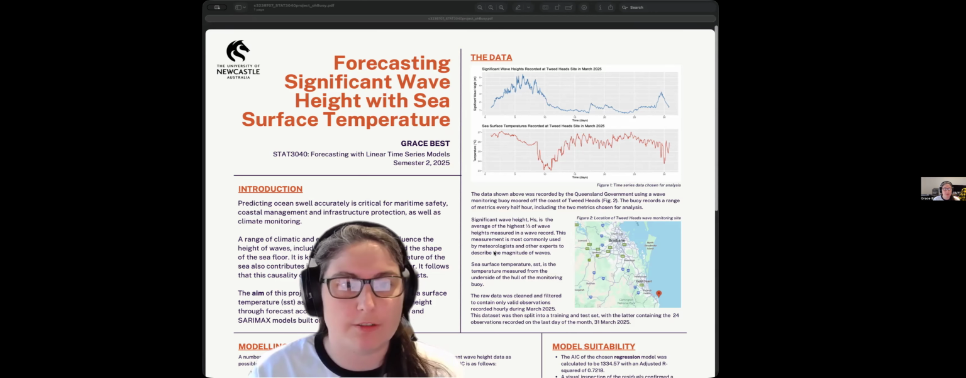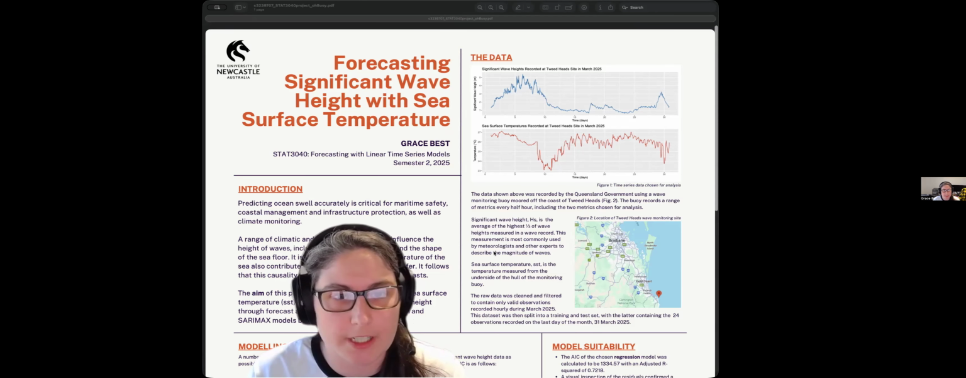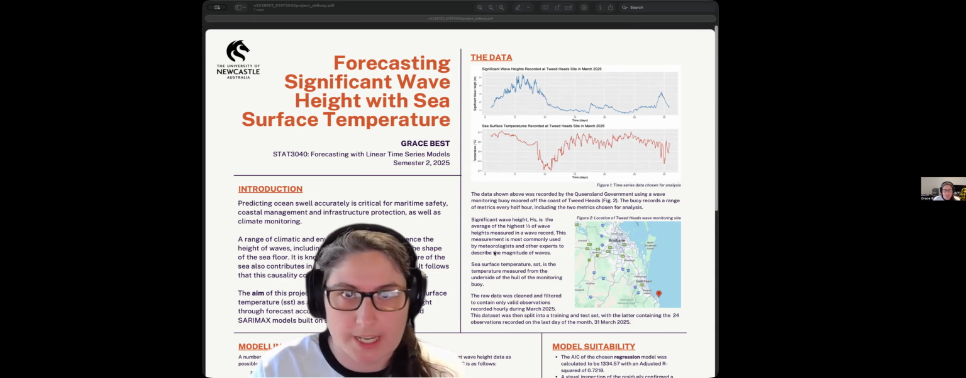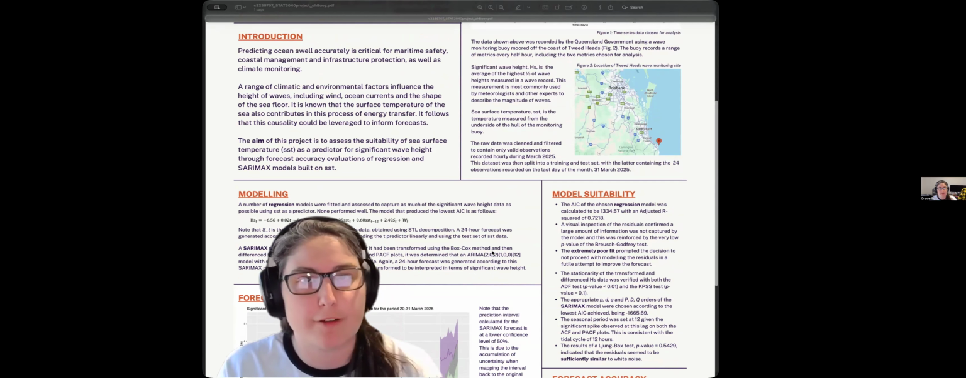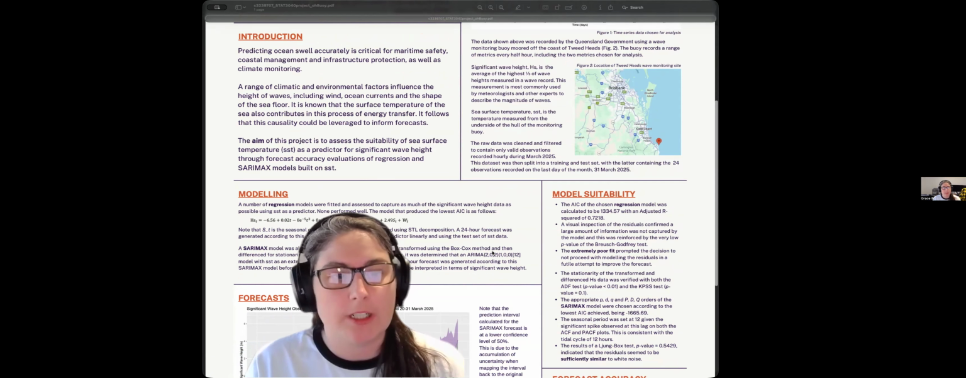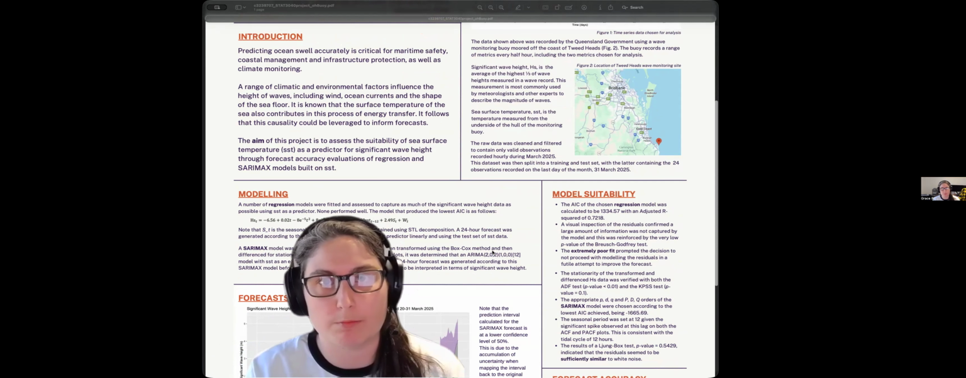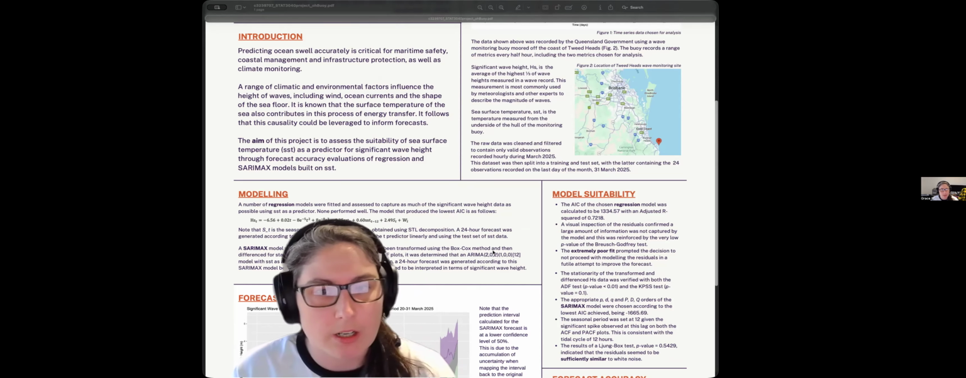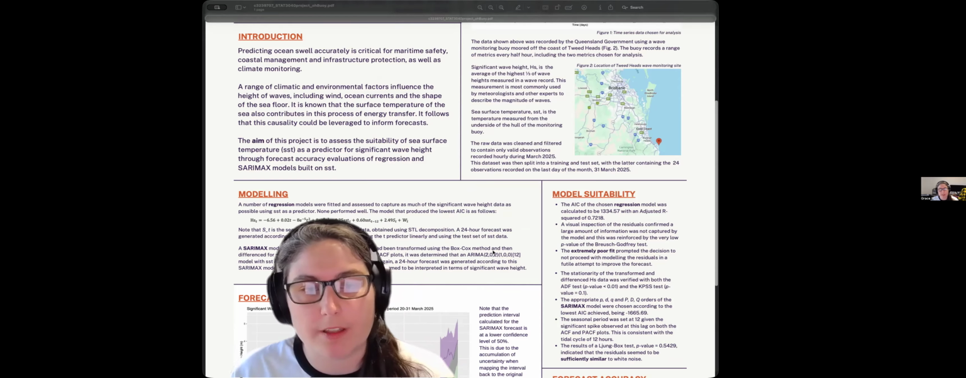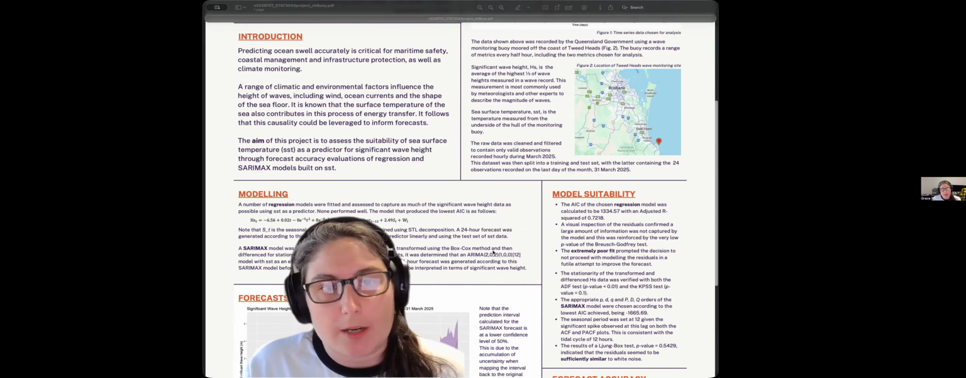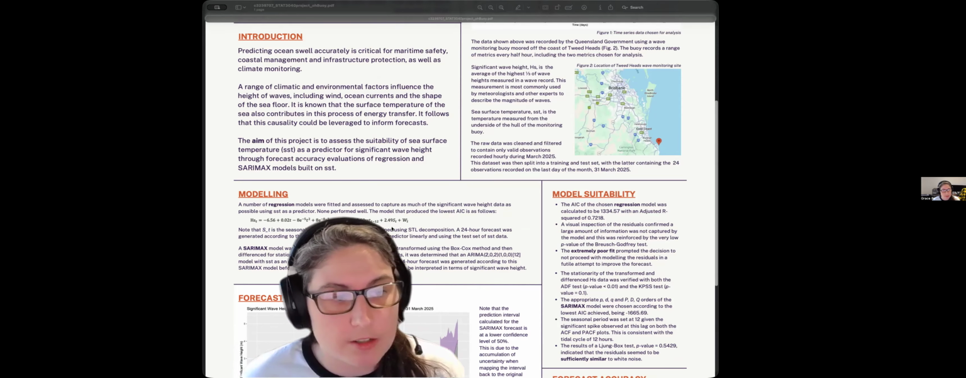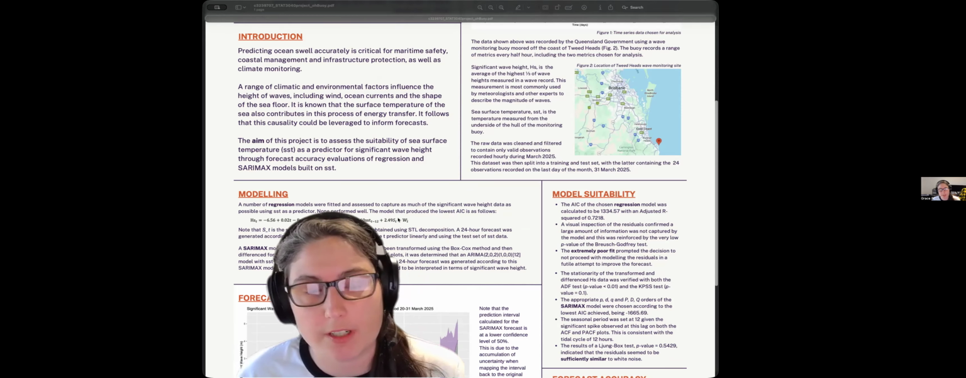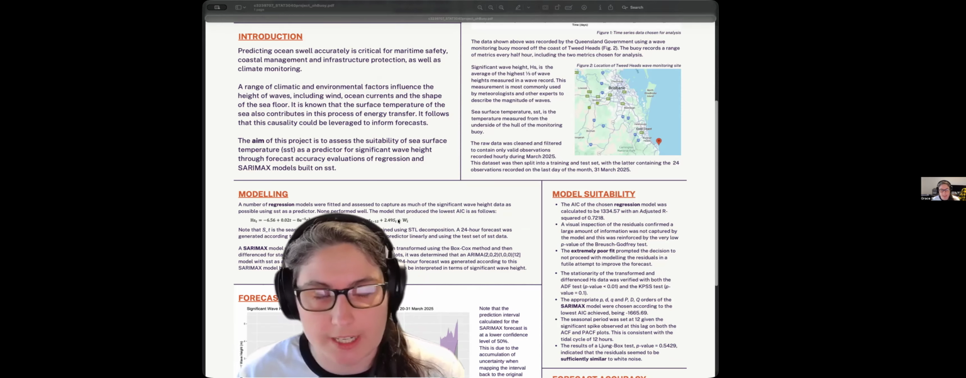In order to forecast and assess the suitability of sea surface temperature as a predictor, which was the aim of my project, I used two different modeling approaches. First off, I used a regression model that used sea surface temperature as the critical predictive component. I tried a few candidate models with other simple polynomial predictors, as well as the seasonal component of the observed significant wave height, which was obtained using STL decomposition.